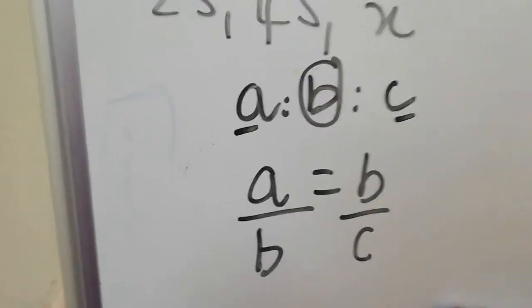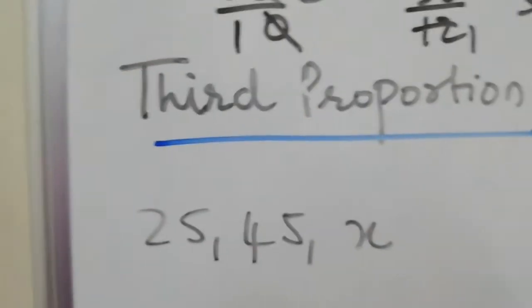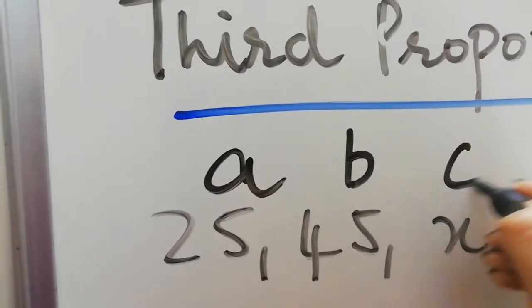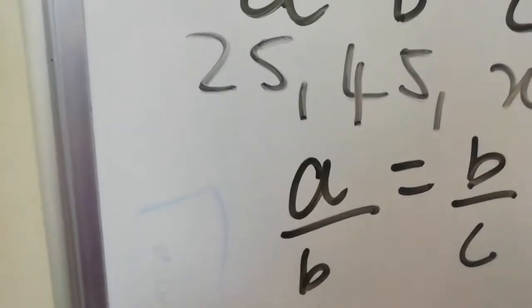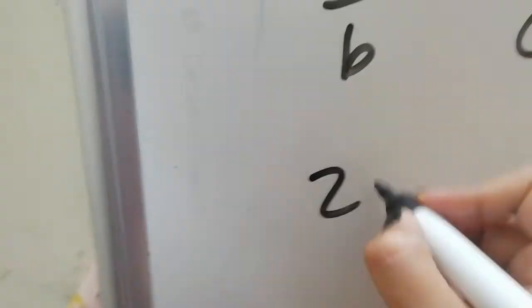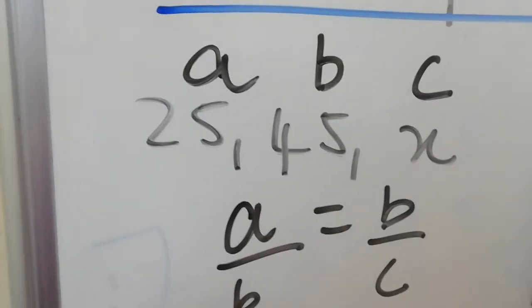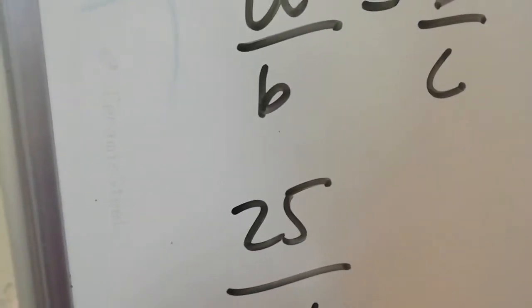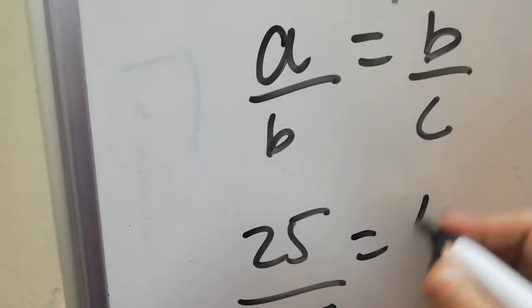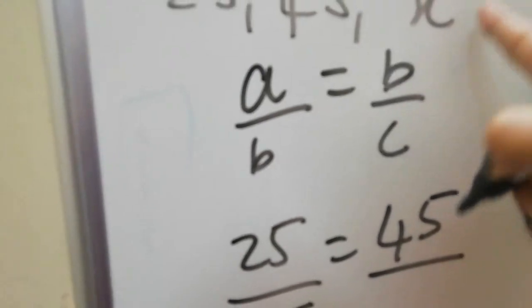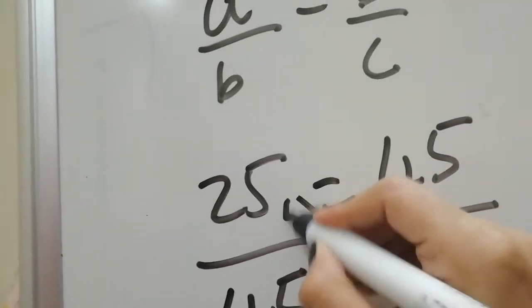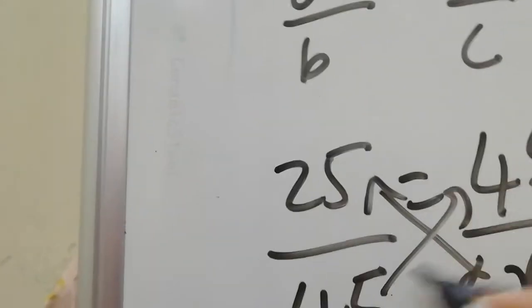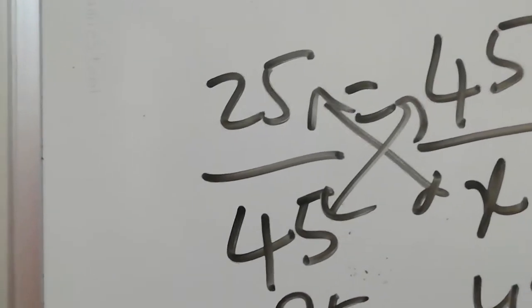In a similar manner, they have said that we have to find the third proportion here. So this is A, B, C. It will be like this: A upon B is equal to B upon C. So it will be 25 by 45, because my A is 25, B is 45 and C is X. I have to find C. A upon B is equal to 45 upon X. Now with cross multiplication, that will become 25x equal to 45 times 45.